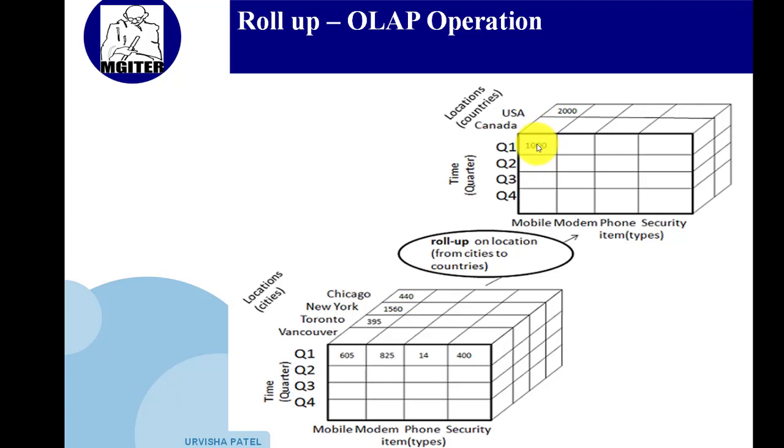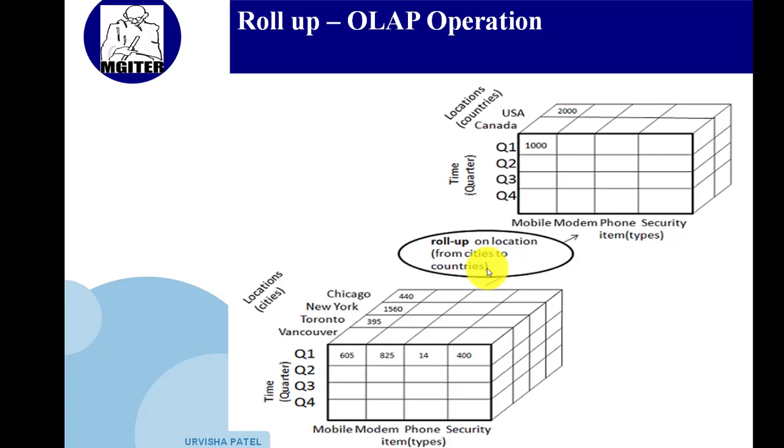Here I am putting 1000 because 605 plus 395 is equal to 1000. Here 1000 is available on one single cube. Here also 1000 and here also 1000. Next we are combining New York and Chicago data to the country USA. So 1560 plus 440 is equal to 2000. So this is the roll-up operation on location from cities to country.